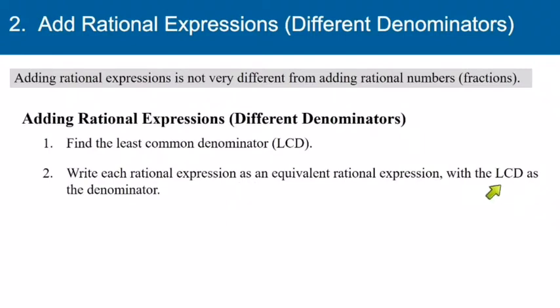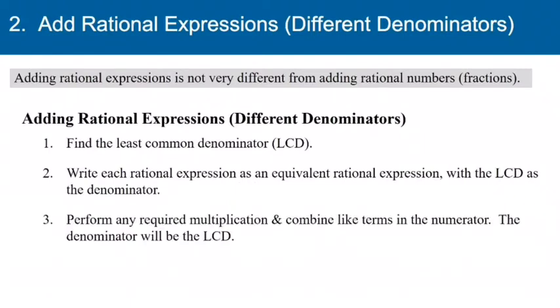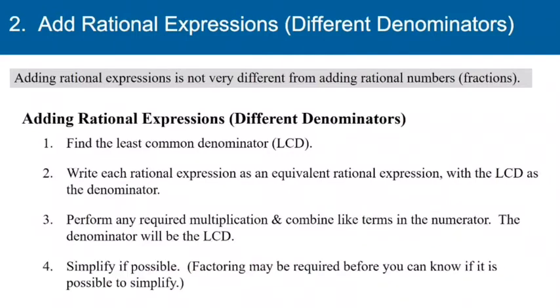And your new denominator, of course, will be your LCD. And then, whatever you have to multiply by to get that target denominator, you're going to multiply top and bottom by that same factor, and then you'll have common denominators and you'll be able to combine like terms in the numerator. If you can simplify at the end, you should do it. And you may have to factor before you can know for sure if simplifying is possible. So always be on the lookout for that. If you can factor, then go ahead and do it to see if simplifying is possible.